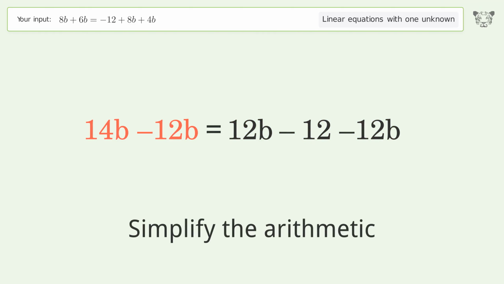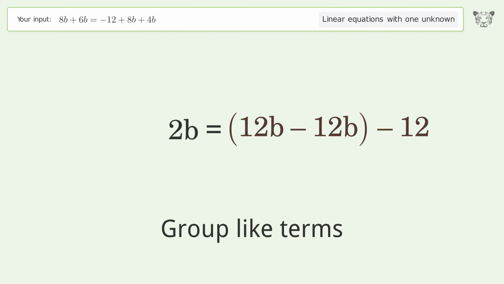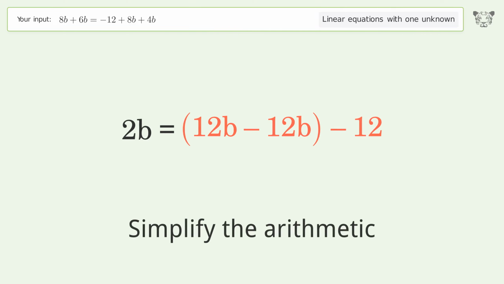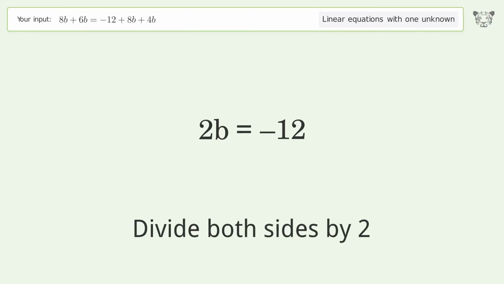Simplify the arithmetic. Group like terms. Simplify the arithmetic. Isolate the b. Divide both sides by 2.